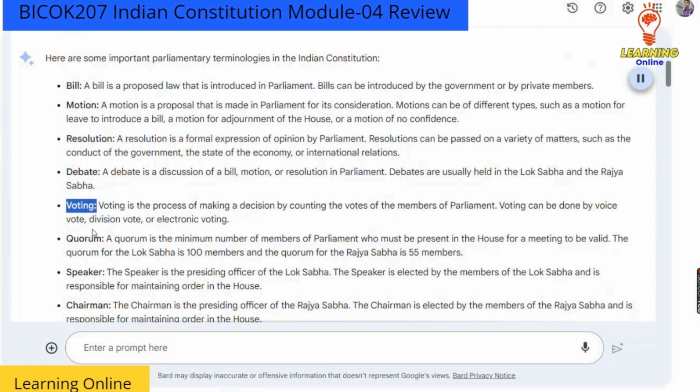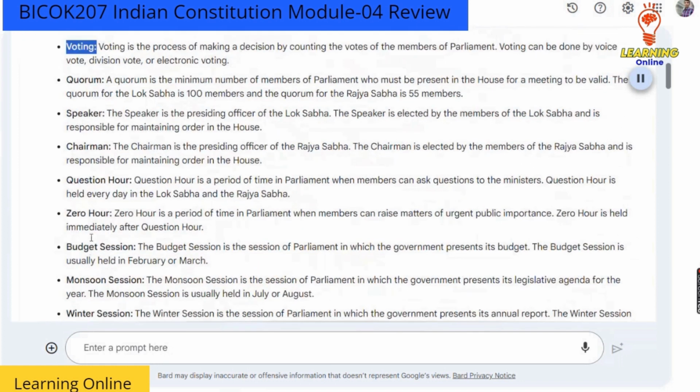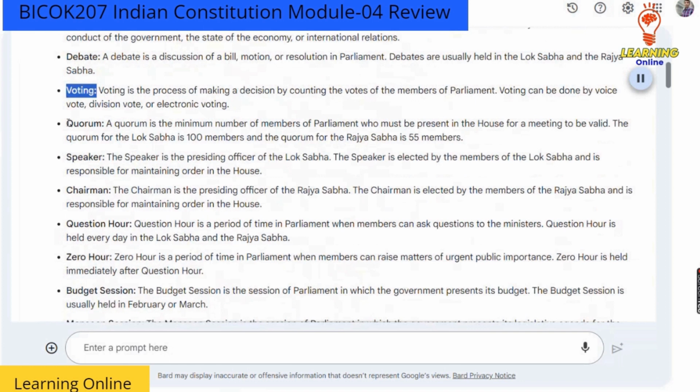Voting. Voting is the process of making a decision by counting the votes of the members of Parliament. Voting can be done by voice vote, division vote, or electronic voting. Quorum. A quorum is the minimum number of members of Parliament who must be present in the House for a meeting to be valid. The quorum for the Lok Sabha is 100 members and the quorum for the Rajya Sabha is 55 members.